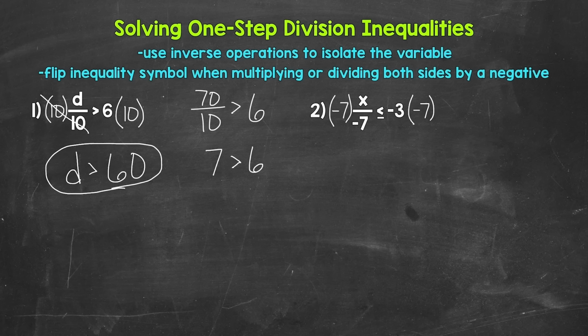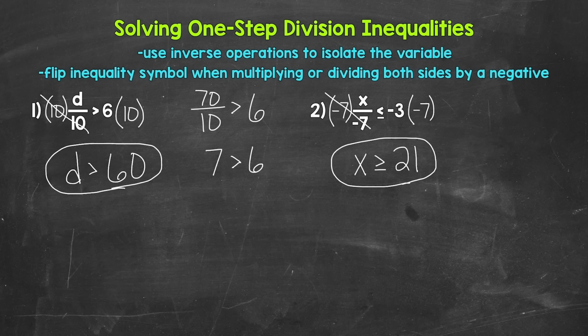Now remember, when we multiply or divide both sides by a negative, the inequality symbol flips. So as soon as both sides are multiplied or divided by a negative, that symbol flips. And here we are multiplying both sides by negative 7. So as far as the left side, these negative 7's cancel each other out. X is now isolated. The inequality symbol has flipped, and then on the right side, negative 3 times negative 7 gives us positive 21. Remember, a negative times a negative equals a positive.